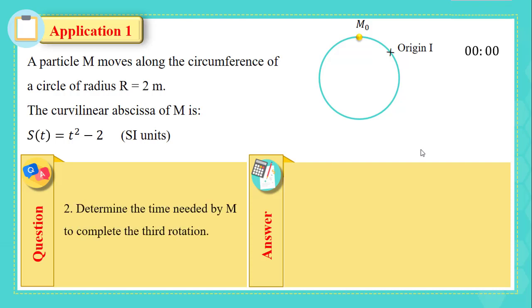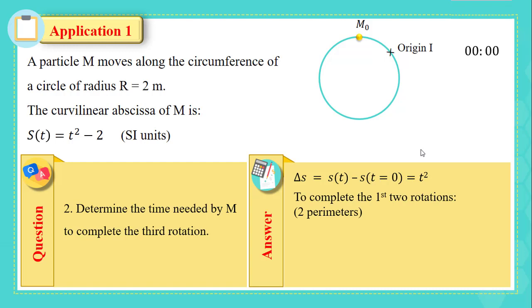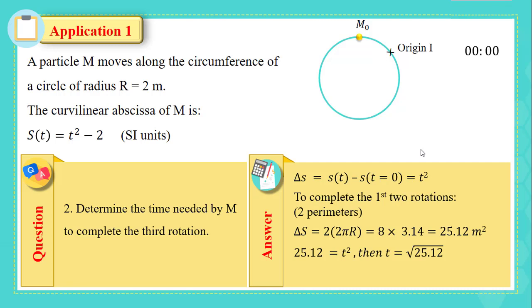Part 2. Determine the time needed by M to complete the third rotation. First of all, we have to calculate delta S, which is t squared. To complete the first 2 rotations, that means 2 perimeters, delta S should be equal to 2 times 2 pi r, which is equal to 8 times 3.14, which is equal to 25.12 meters. Now, substituting instead of delta S t squared and solving the equation will give t2 approximately equal to 5 seconds. That means the first 2 turns have taken 5 seconds approximately.